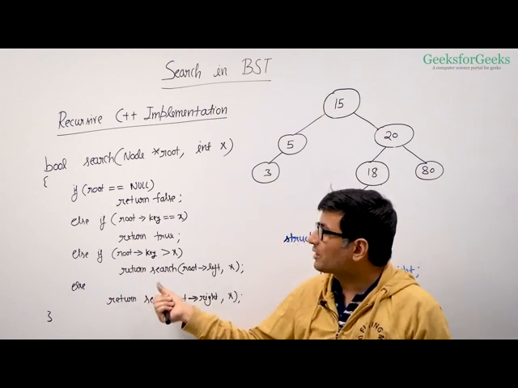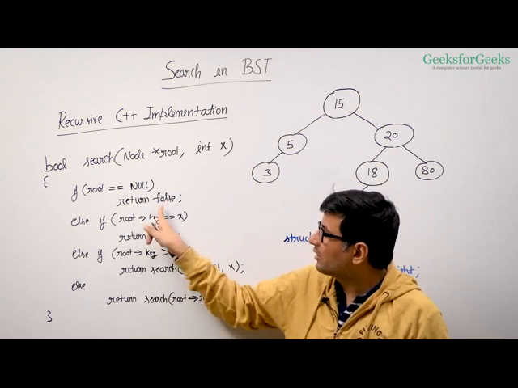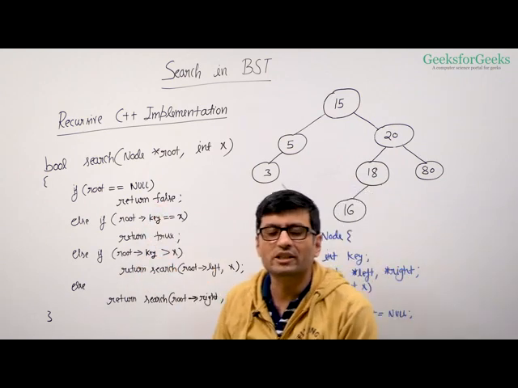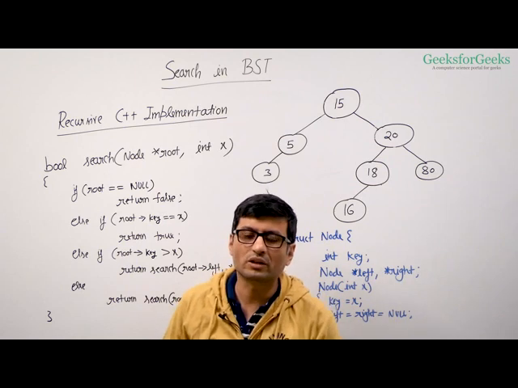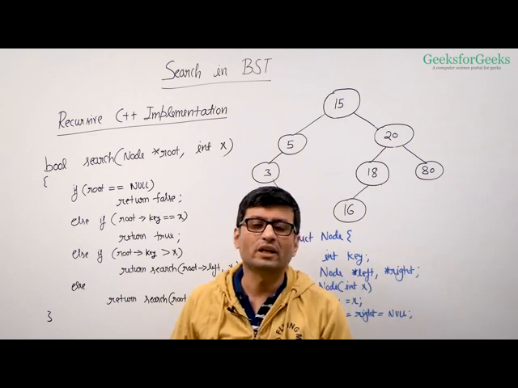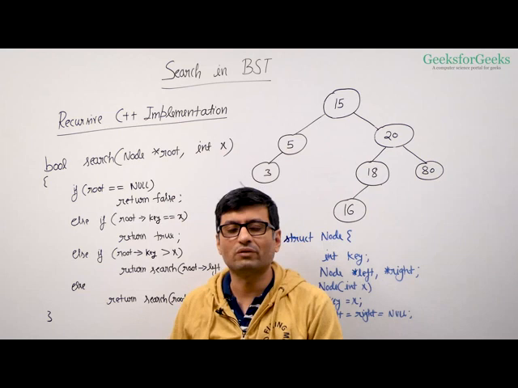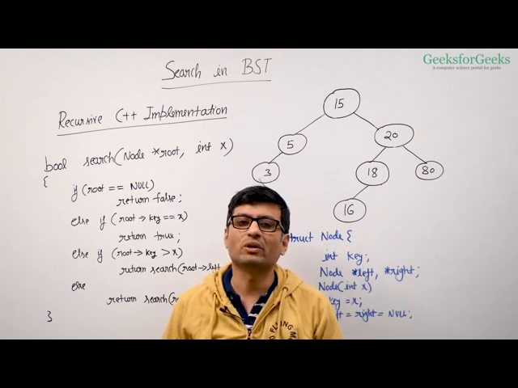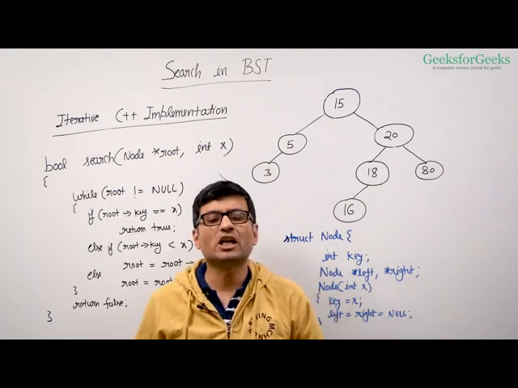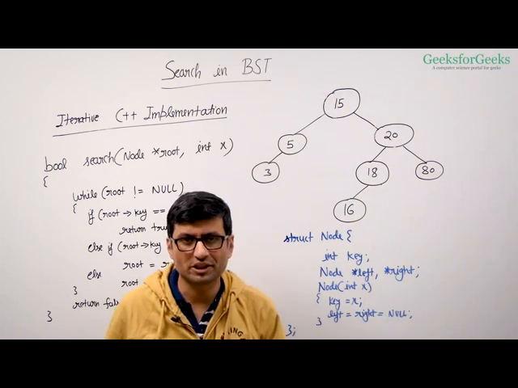And these calls are going to end up either here or here. If they find the key somewhere, they'll return true. If they reach a leaf and if they reach left or right of a leaf, which is a null, then they will return false. Let us now talk about iterative implementation.